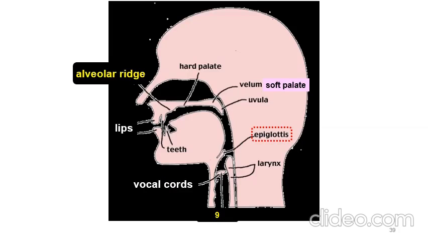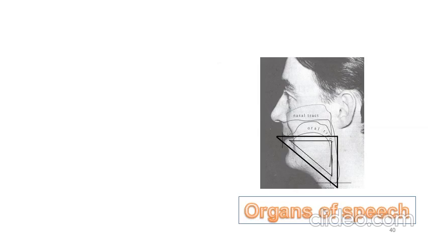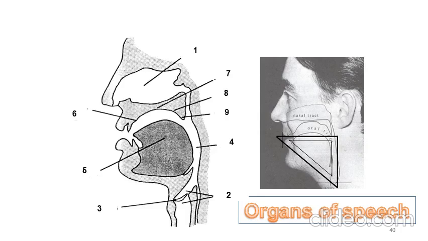Number seven is the larynx. Eight is the vocal cords, and nine is the glottis, which is the opening in the vocal cords. This diagram shows us the oral tract and the nasal tract. And separating the oral tract from the nasal tract is the palate. One here is the nasal cavity, two, larynx, three, vocal cords, four, pharynx, five, tongue.